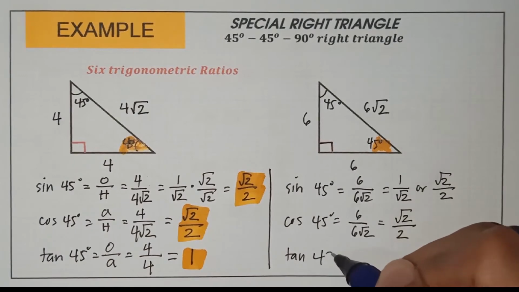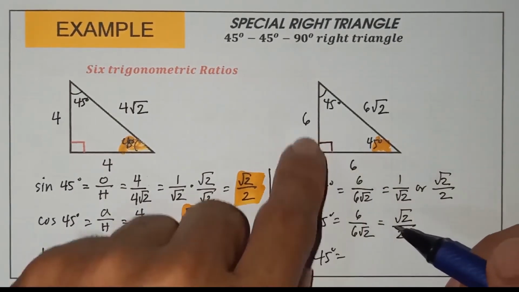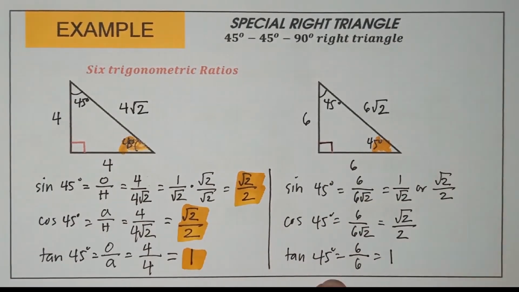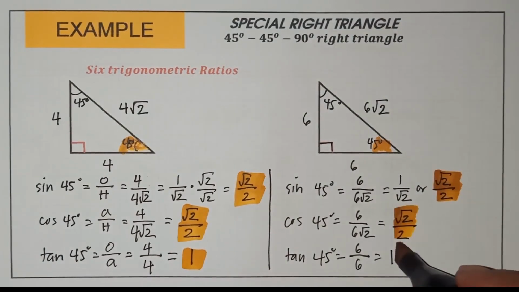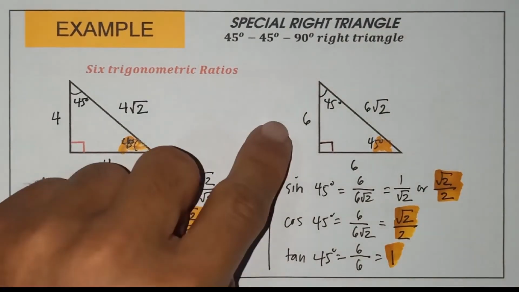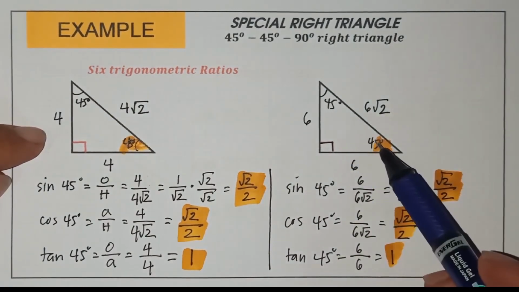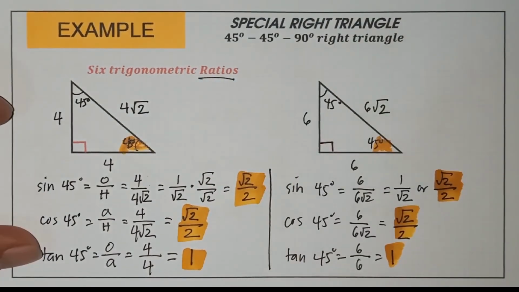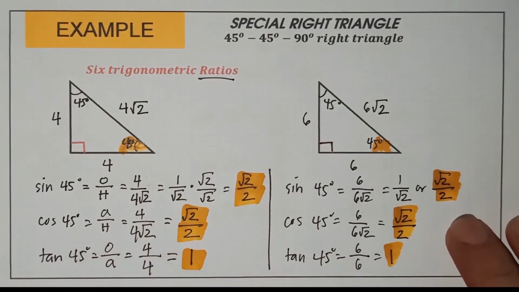For the tan 45 degrees, this is opposite over adjacent. The opposite is 6, and the adjacent is 6. The result is 1. As you can see, whatever the length of the given right triangle, as long as it is under 45 degrees, as we get the ratio, the sine, cosine, tangent as our primary ratio, the answers are always the same.